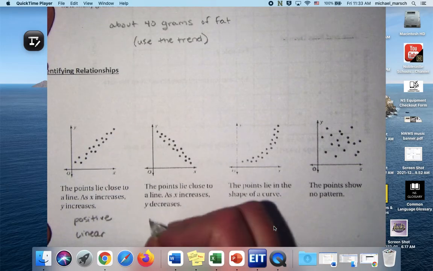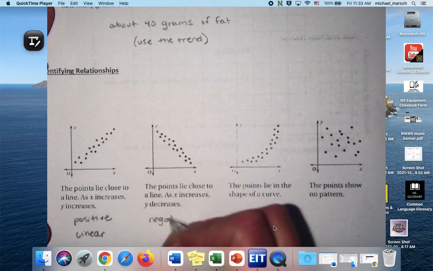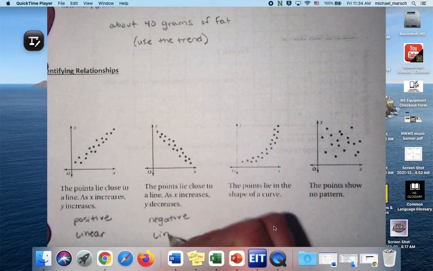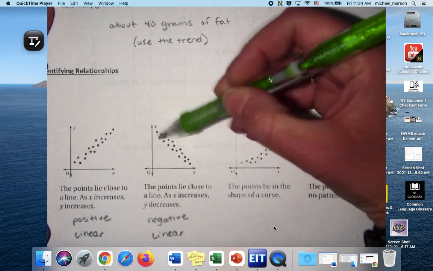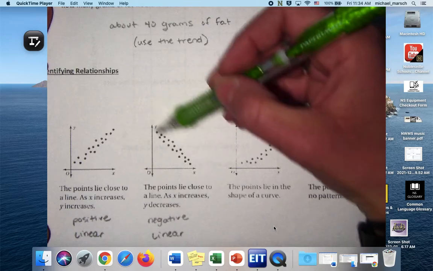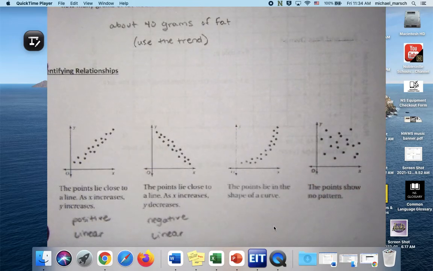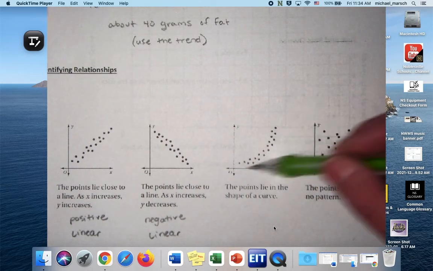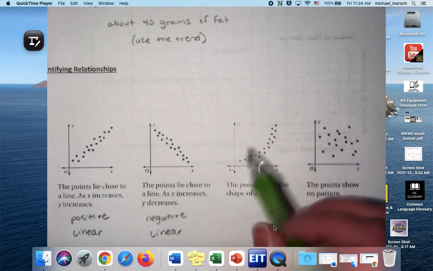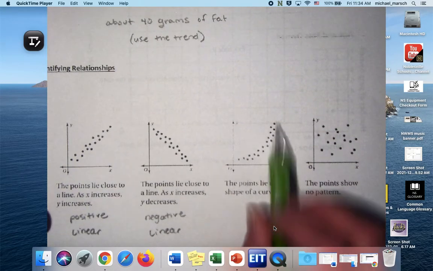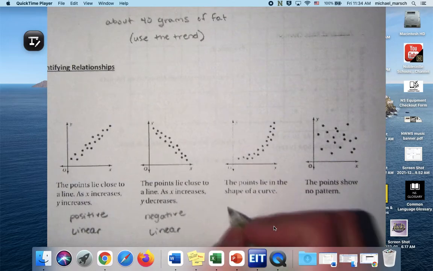Negative linear. This is going to be linear because I could also use a ruler and draw a straight line and it'd be really close to all those points. What about this one? Non-linear. It curves. It's positive. Positive non-linear.